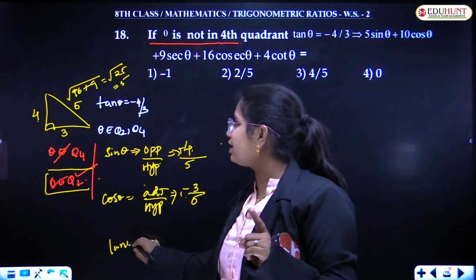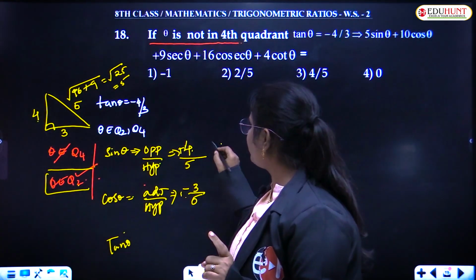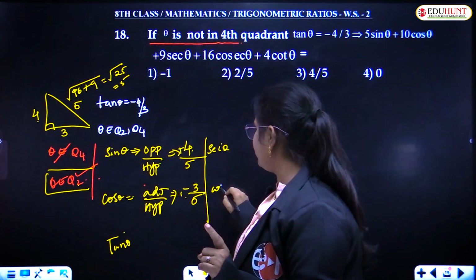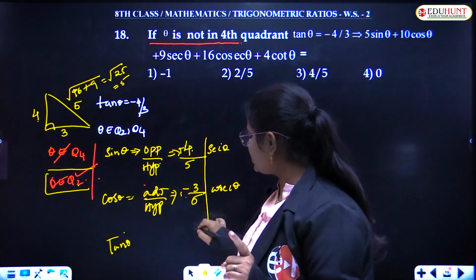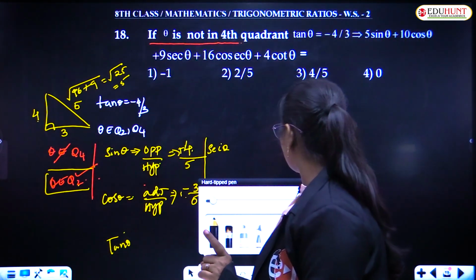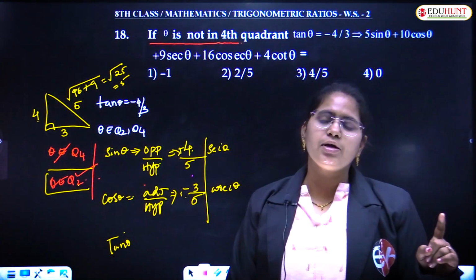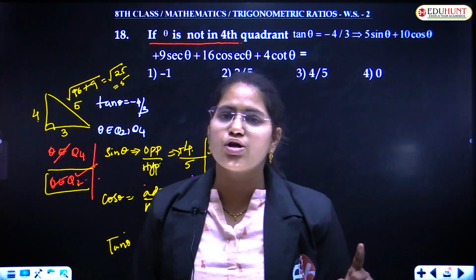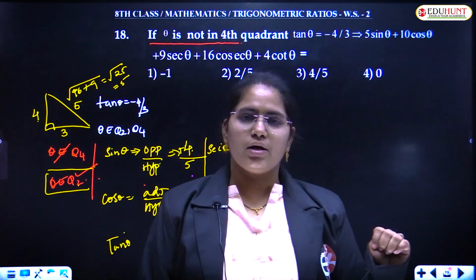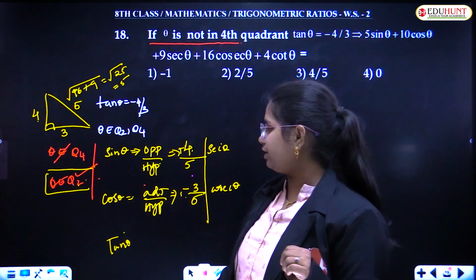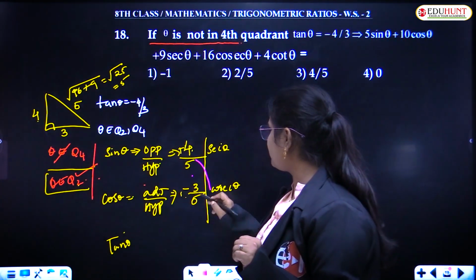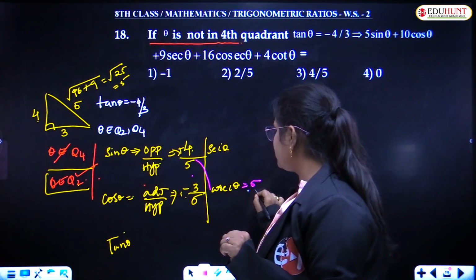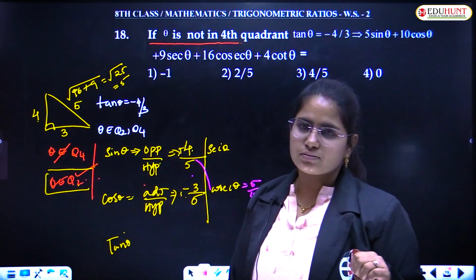And the next one. Tan is already given, so you need to find secant theta and cosecant theta. Cosecant theta is the reciprocal function of sine theta. So if sine theta is plus 4 by 5, then cosecant theta should become 5 by 4.